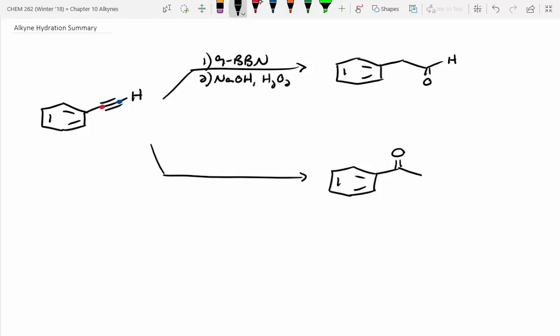Followed by an oxidative workup. For the bottom one, if we want the ketone, we need what? Yep, so we need mercury sulfate. Mercury 2 sulfate is our catalyst. And then what else?